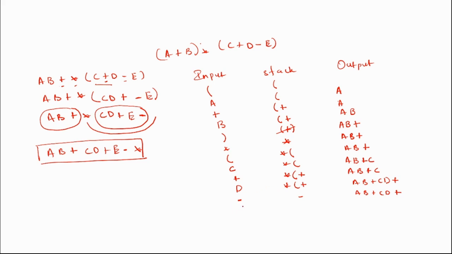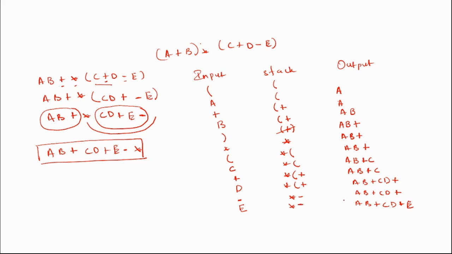Now I have E here. So minus is done, therefore I'll have E here. E is not an operator, so I'll say AB plus CD plus E. Okay, so here we have popped out plus. Basically we have compared minus and plus, and we have popped out plus here, and there remains star here, correct? So we are just putting star here.